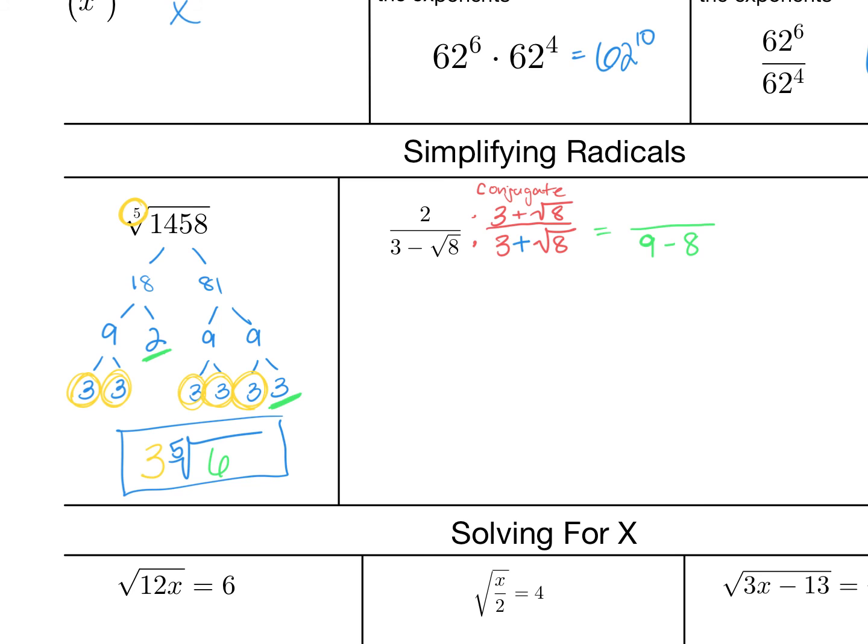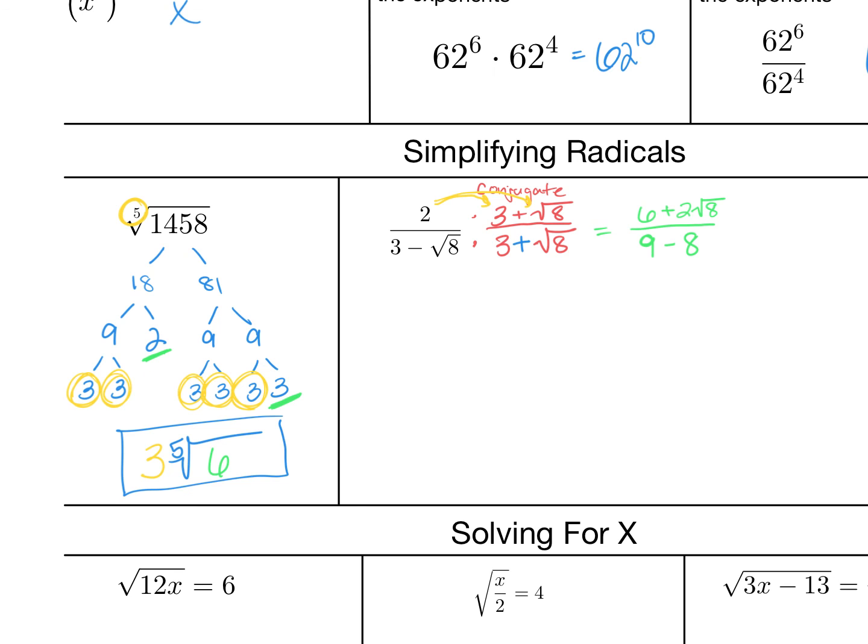Now, for the top, we are going to distribute the 2 to the 3 and into that square root of 8. So what that's going to look like? Well, I'm going to have 2 times 3, 6, copy my plus sign. And now I cannot combine that 2 and that 8 because 8 is inside of a radical. So I'm just going to write them together: 2 times the square root of 8.